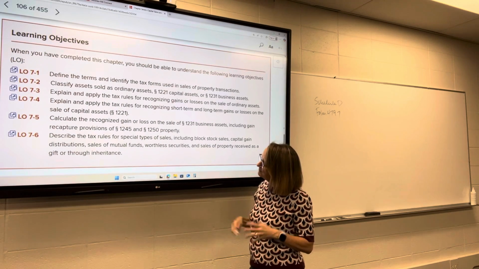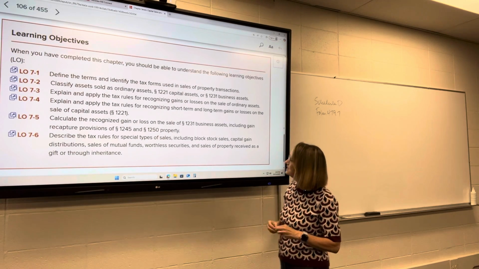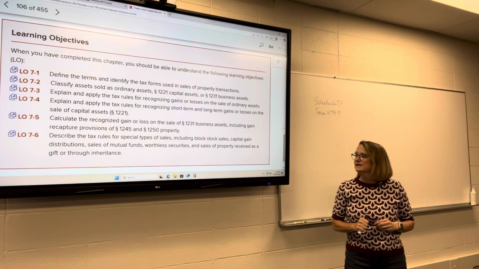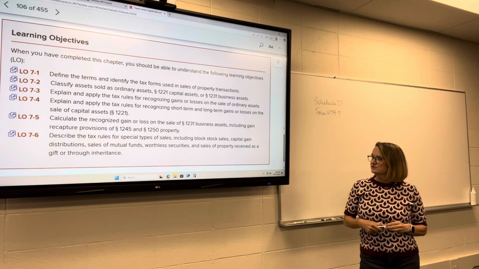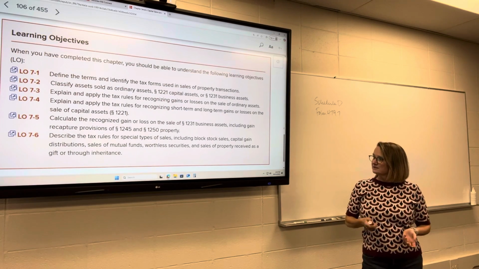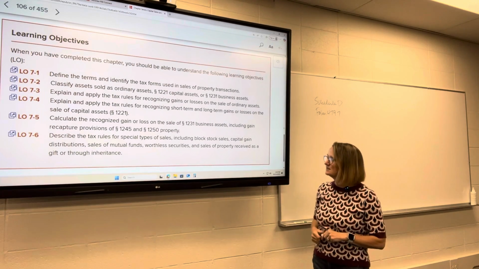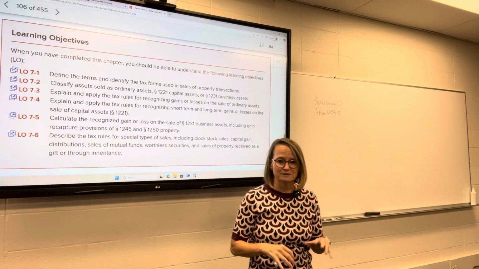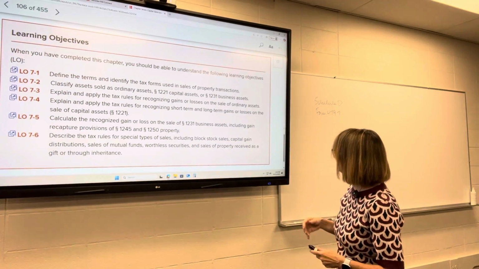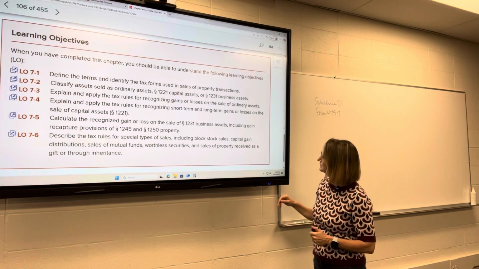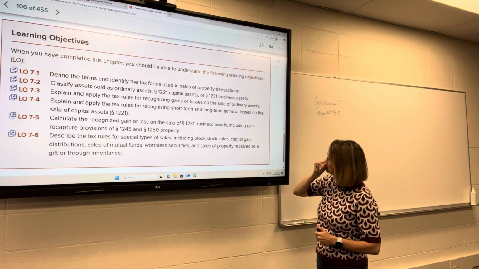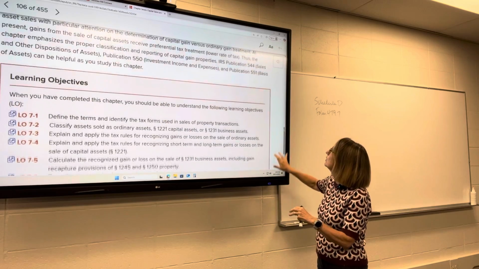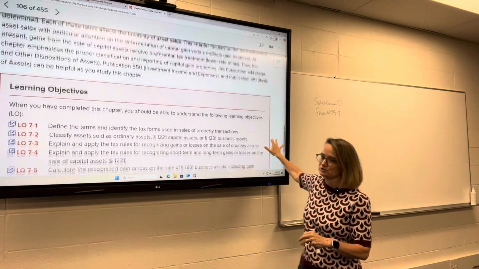And then we've got a couple of other special types of sales that we're going to talk about, how we calculate gains and losses on block stock sales, capital gain distributions, sales of mutual funds, and we'll define what each of those items is when we get to that section. So that kind of summarizes what we're going to look at in this chapter.